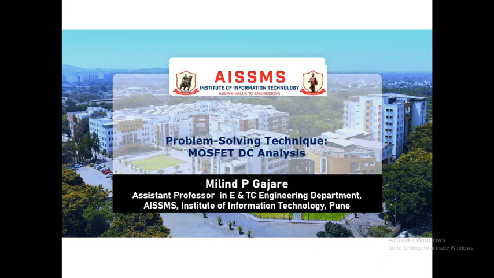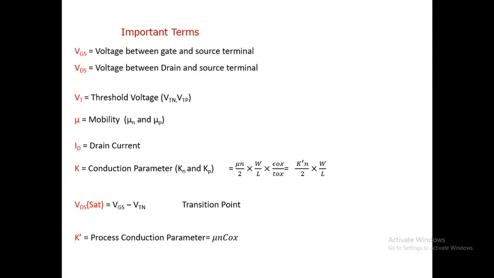Hello all. In this presentation, I will discuss the problem solving technique for MOSFET DC analysis. The important terms for DC analysis are VGS, which is the voltage between gate and source terminal, VDS, which is the voltage between drain and source terminal, and VT, the threshold voltage.